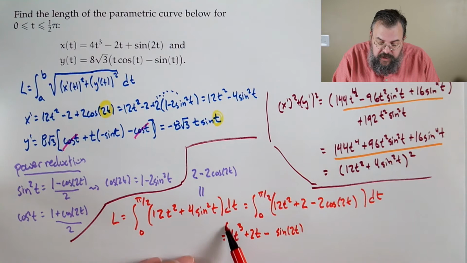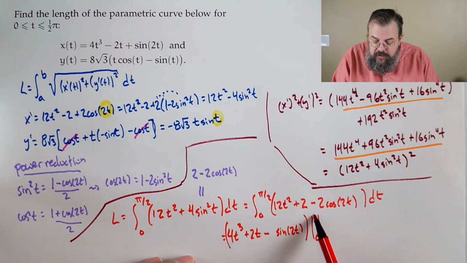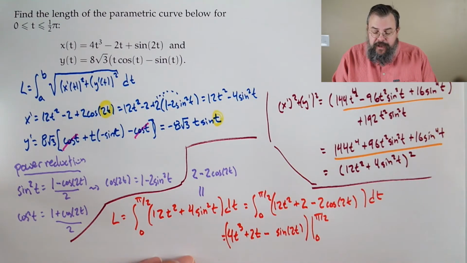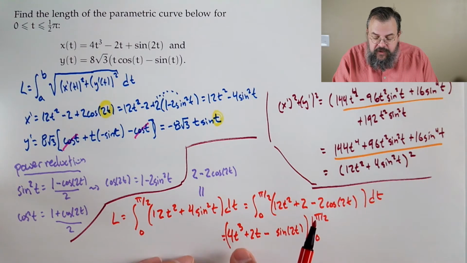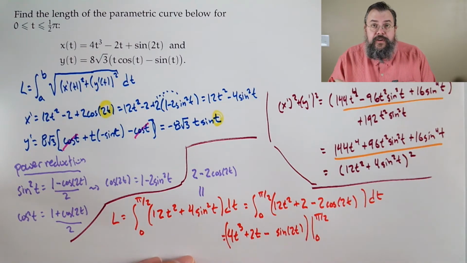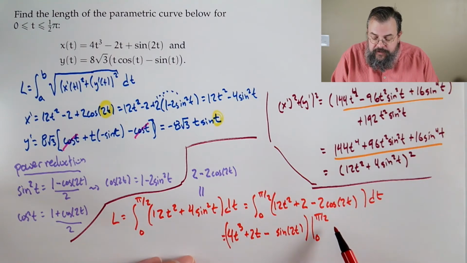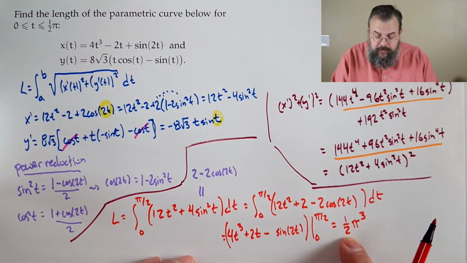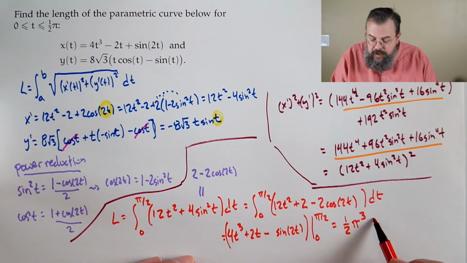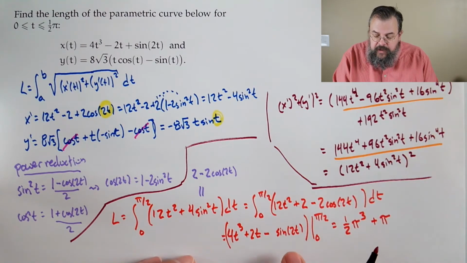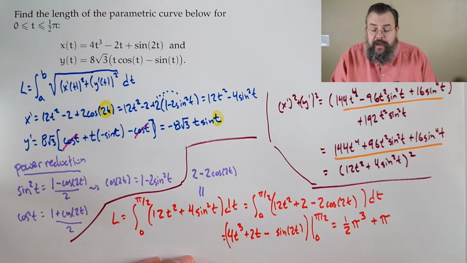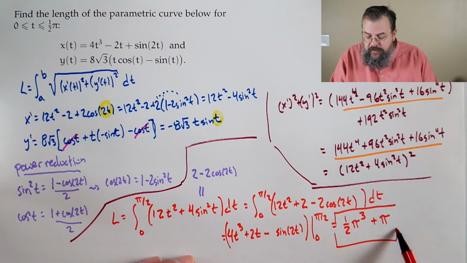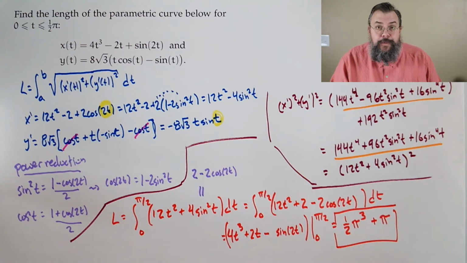Now, we're almost there. We still have to evaluate. The good news is when you plug in 0, what a great number, 0, 0, 0, 0. So we plug in pi halves. Pi halves cubed, times 4. If you take a half cubed, it's an eighth, times 4 leaves you with 1/2 pi cubed. This 2 times pi halves is pi. Sine of pi is 0, goes away. And therefore, our final answer: 1/2 pi cubed plus pi.